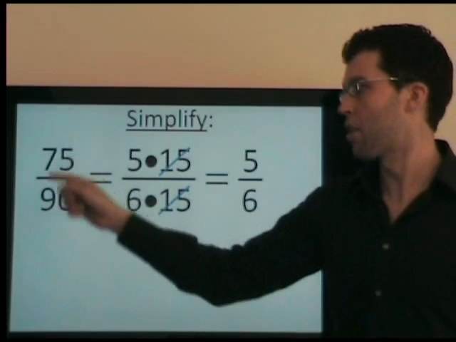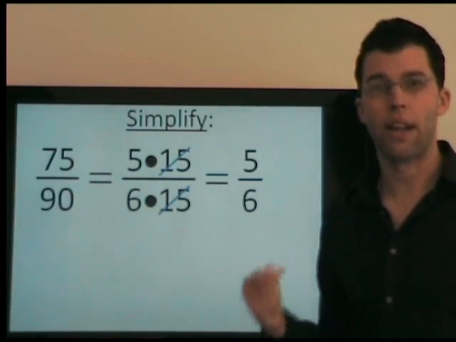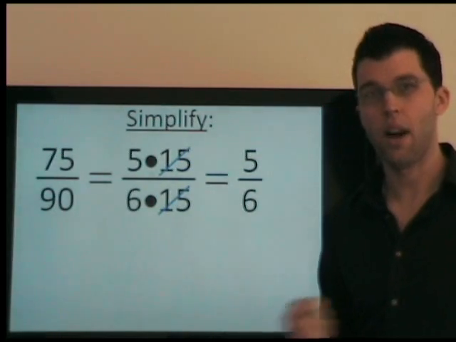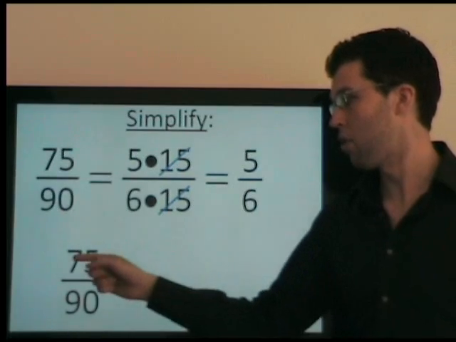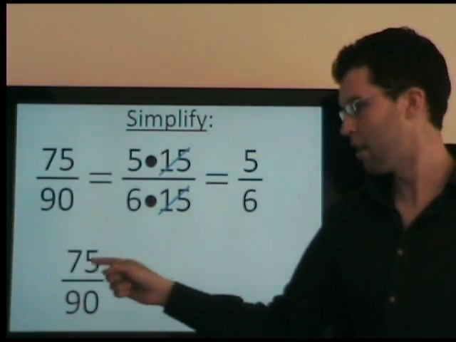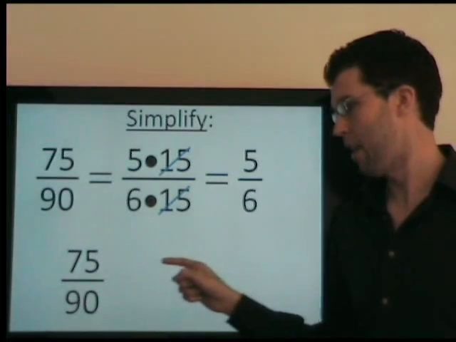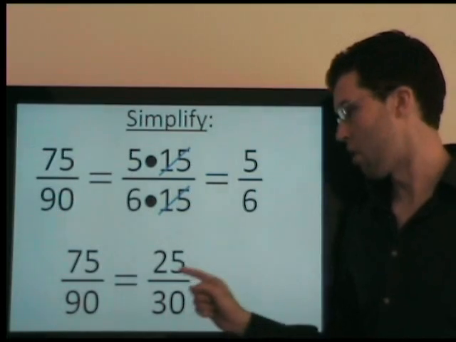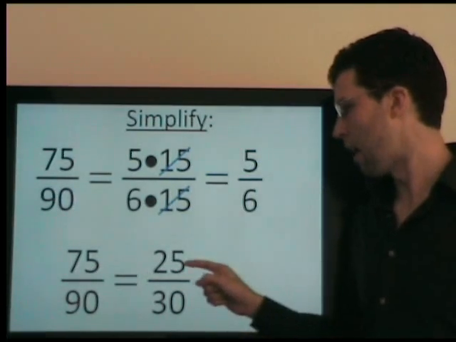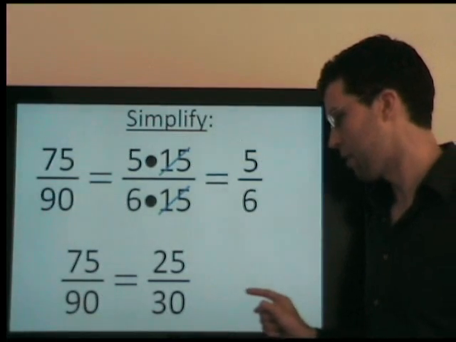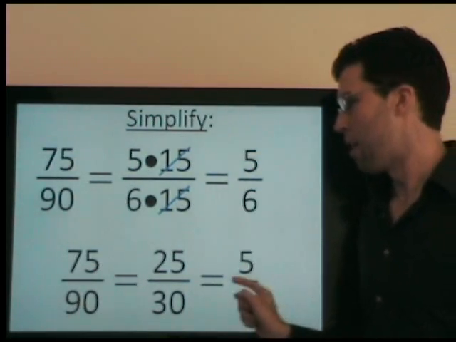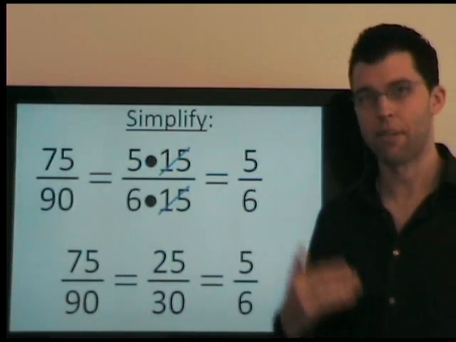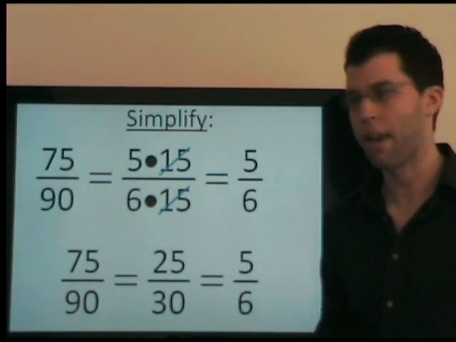Another example. It may not occur to you that 15 is the greatest common factor. That's fine. Try to factor out a smaller number, but always check to see if you're done. So let's try 2. Is 2 a common factor? No. Is 3? Yes. 3 times 25 and 3 times 30. Is 3 still a common factor? No. Let's try 5. Yes. 5 times 5 and 5 times 6. So again, we get the same answer, but this may be easier. But the key is we can't stop here. We must always check if we can keep simplifying. This is, I think, the most common mistake that students make.